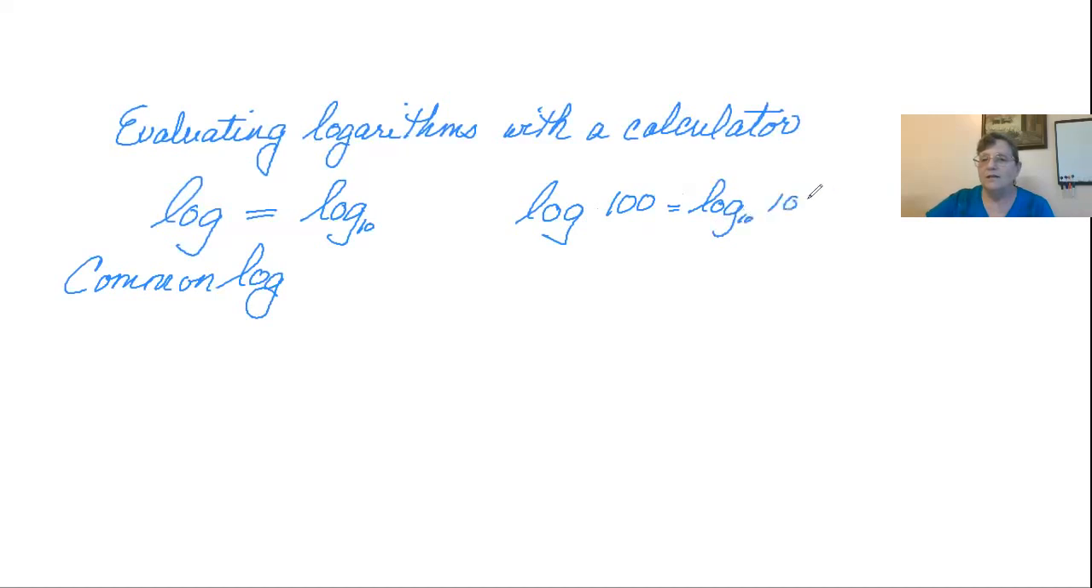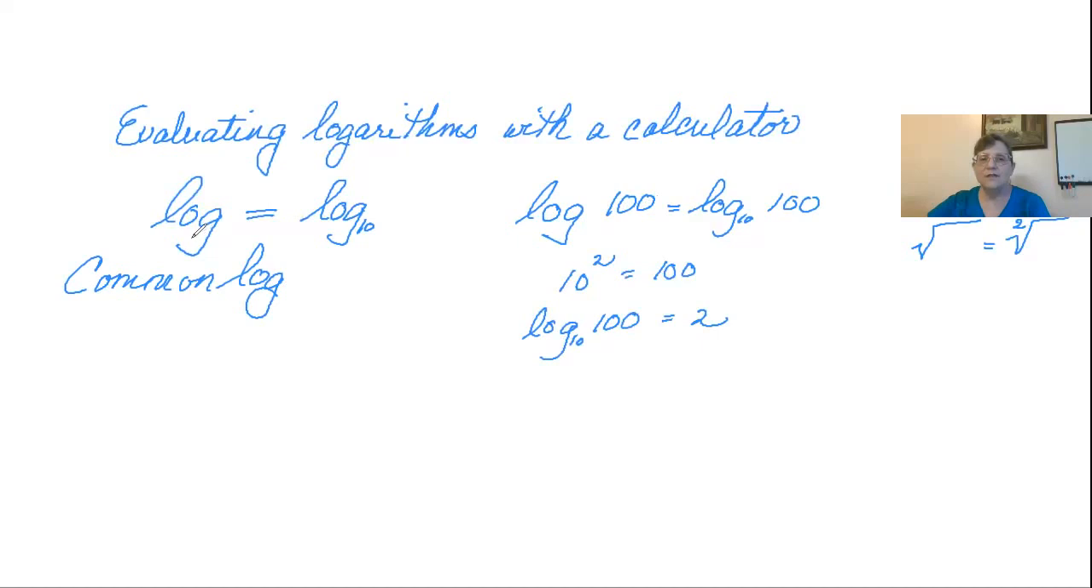Exactly the same way that a radical with no index is understood to be the square root. So if you want to know what the log of 100 is, that's going to be 2. You can do it because we know that 10 squared is 100. Therefore, the log base 10 of 100 is going to equal 2.